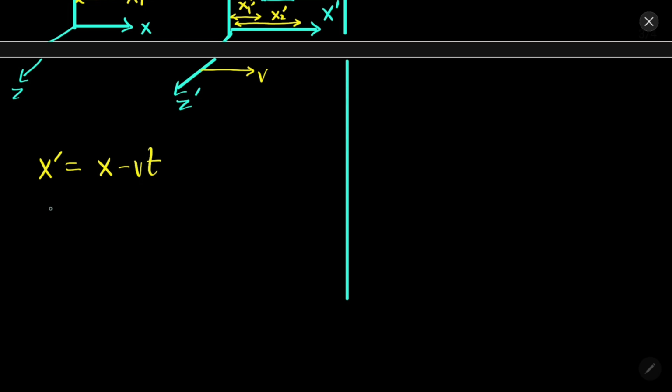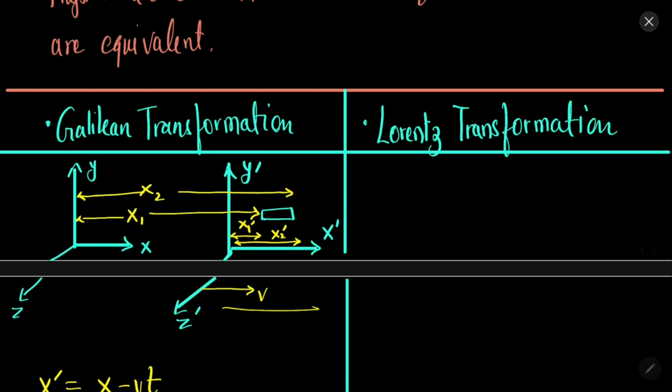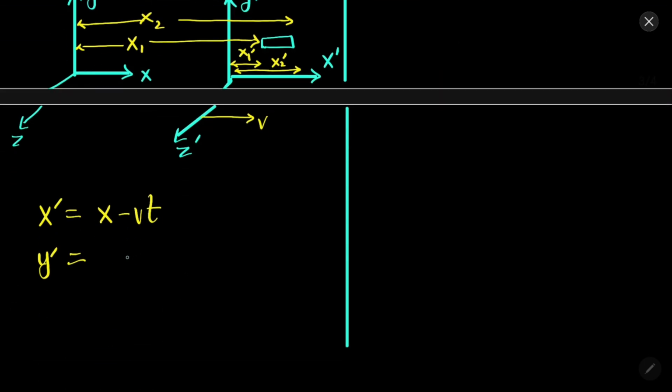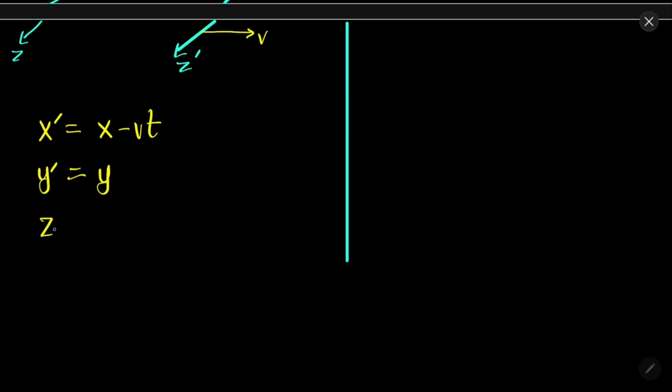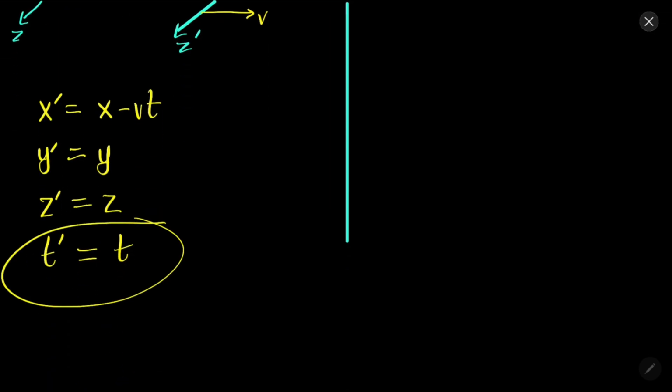Now next is y dash. As the frame is only moving in x direction, the y components will be same and z components will be same as well. And according to Galilean transformation, the important thing is the time components will be same, that is time will be passing equally in both the frames of references. So this is the main part of Galilean transformation.